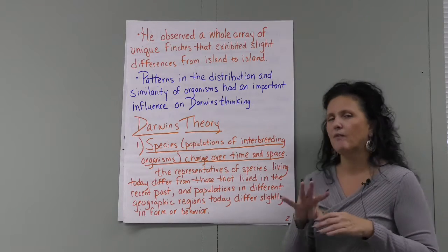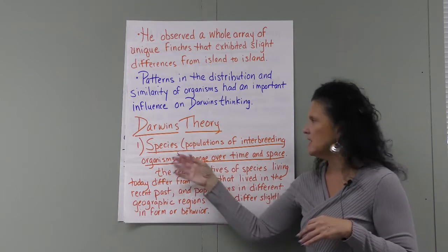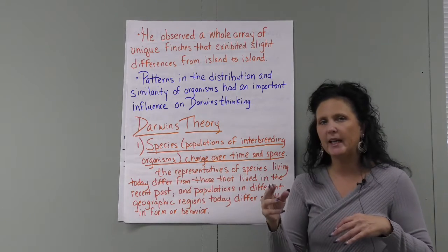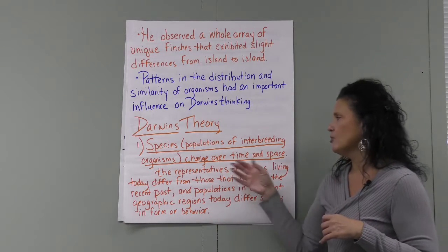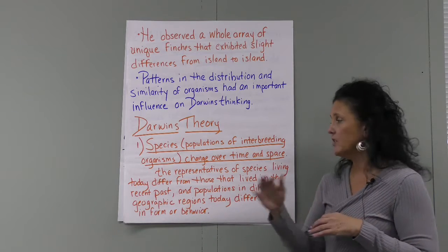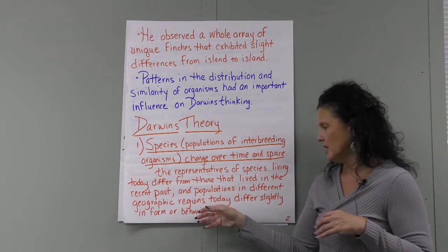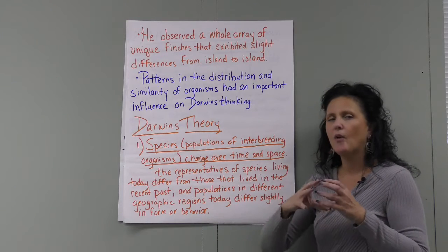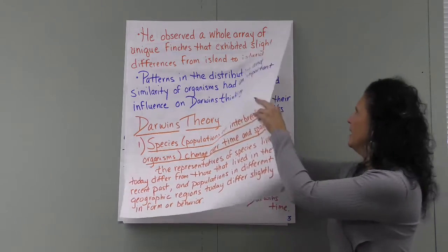Here is his theory. There are three different postulates. First, species, and I put the definition of a species here. Those are populations of interbreeding organisms. It can only be a species if they breed and produce viable young that can then in turn reproduce. And how those change over time and space. The representatives of the species that live today are different than those that lived in the recent past, and populations in different regions differ slightly in form or behavior. So when he thought of evolution, he thought over a long period of time, how are the species changing? And what do those changes mean?